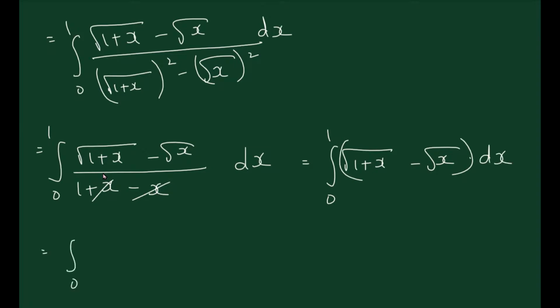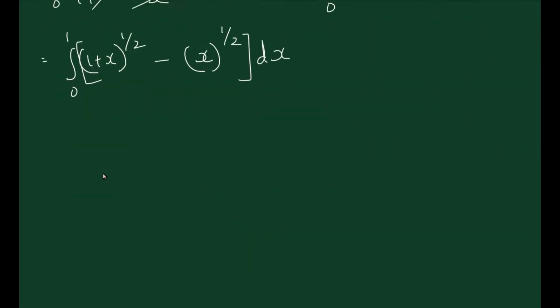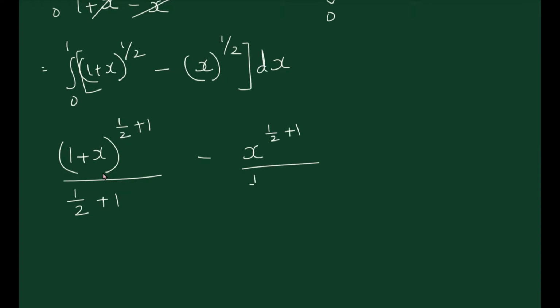We can simplify it this way also: root of 1 plus x can be written as (1 plus x) raised to 1 upon 2, minus x raised to 1 upon 2, dx. Then we integrate it by using the formula for x raised to n. So we get (1 plus x) raised to 1 upon 2 plus 1, over n plus 1, that is 1 upon 2 plus 1 in the denominator, minus the same thing over here, from 0 to 1.